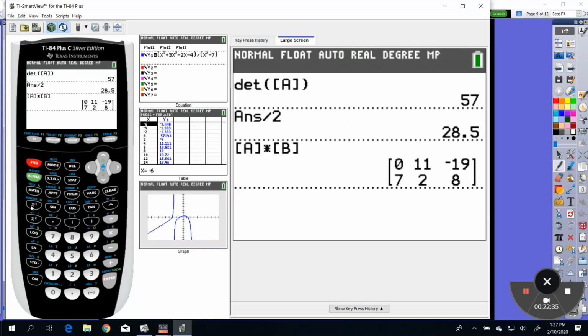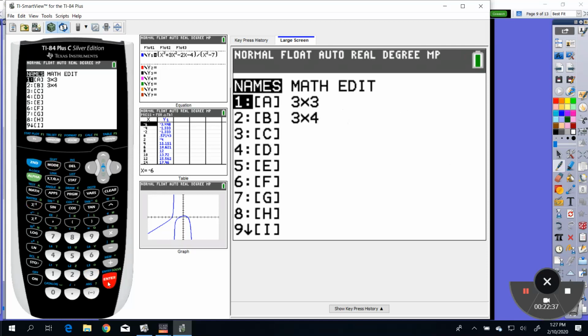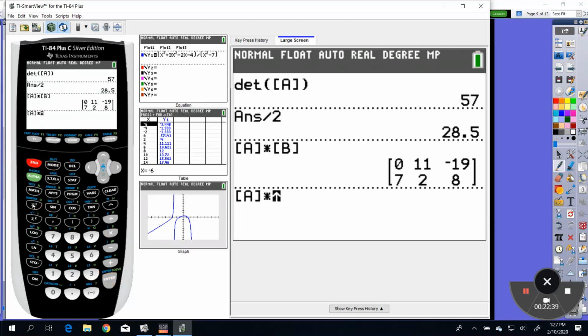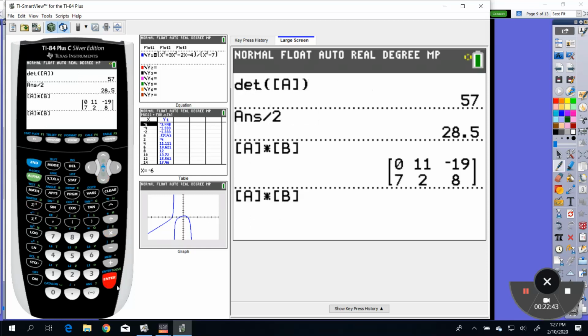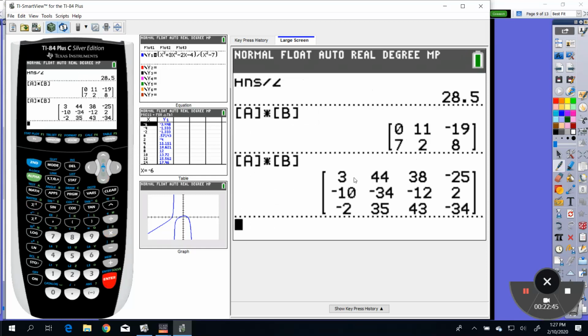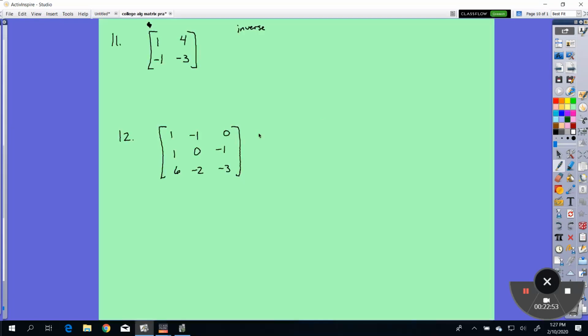So once I've got my two matrices entered, I just go second matrix A times second matrix B. And it gives me what the answers are, and we write it down on your paper and you're good. So that was number 10. Number 11, you're supposed to find the inverse. Remember to do this by hand. You can do this.